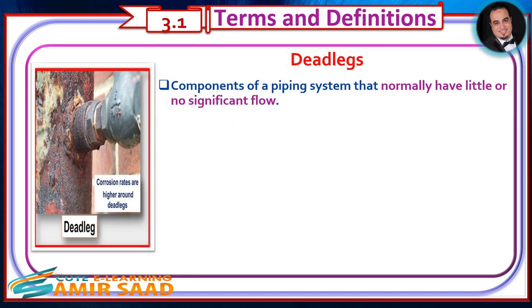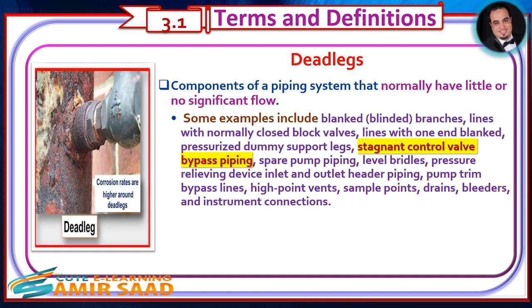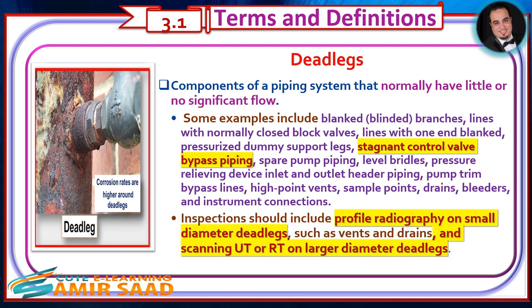Deadlegs: components of a piping system that normally have little or no significant flow. Some examples include blanked or blinded branches, lines with normally closed block valves, lines with one end blanked, pressurized dummy support legs, stagnant control valve bypass piping, spare pump piping, level bridles, pressure relieving device inlet and outlet header piping, pump trim bypass lines, high point vents, sample points, drains, bleeders, and instrument connections. Inspections should include profile radiography on small diameter dead legs, such as vents and drains, and scanning UT or RT on larger diameter dead legs.